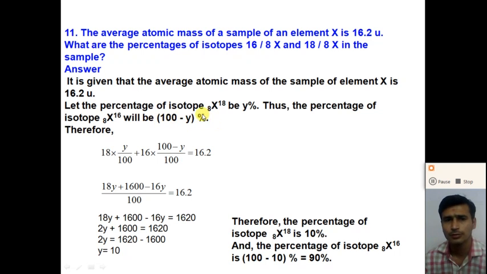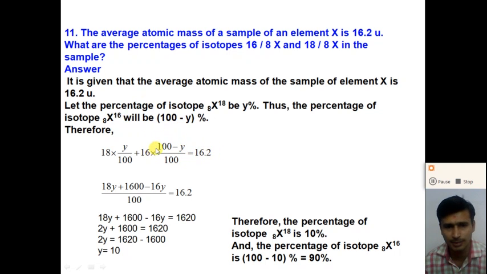Now, what is the formula of the average atomic mass? Here X-8-18 is Y percent. So 18 multiplied by Y percent, plus 16 multiplied by (100 minus Y) percent, is equal to the average atomic mass, 16.2 AMU. We can write 18 multiplied by Y divided by 100, plus 16 multiplied by (100 minus Y) divided by 100, is equal to 16.2.